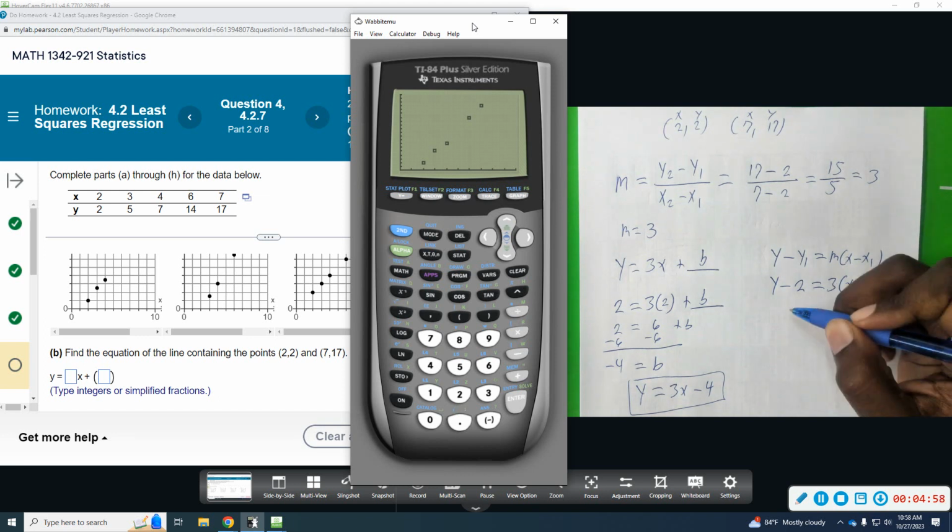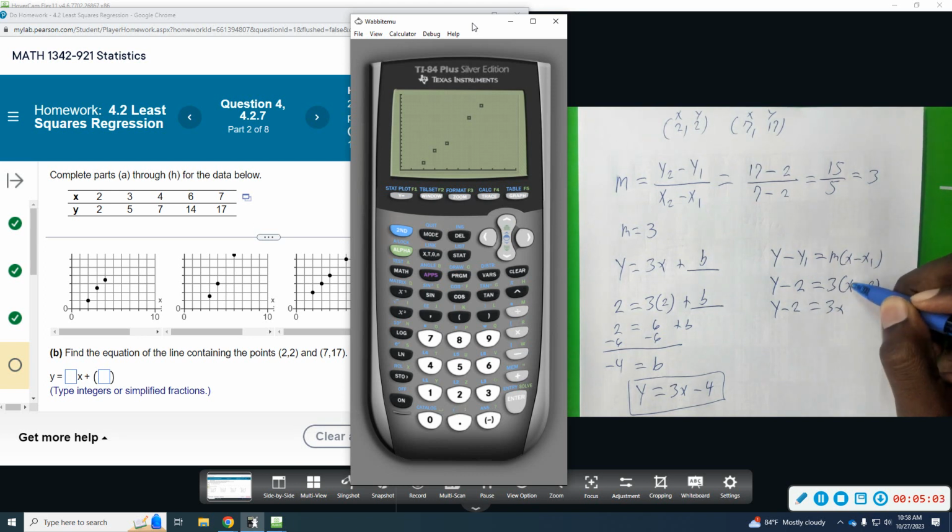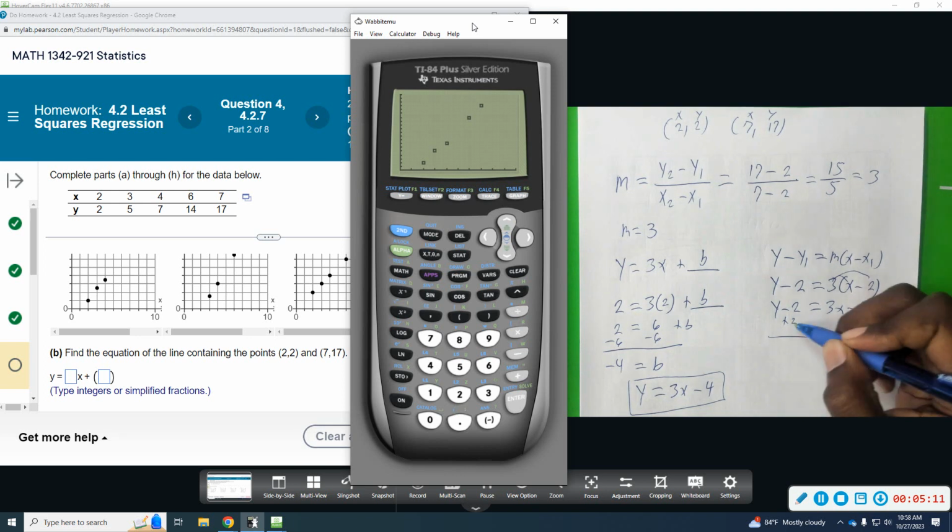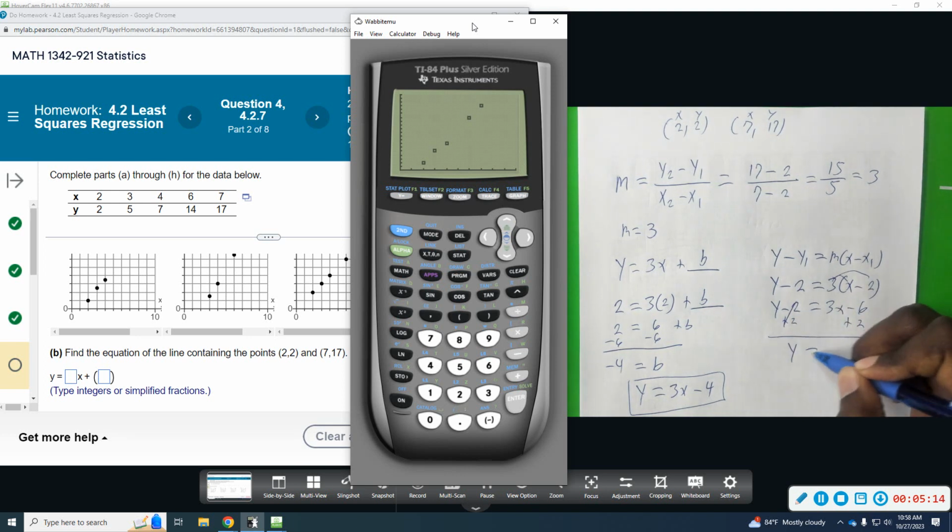Then I would distribute on the right side. So y minus 2 equals 3x, and then you distribute to both. So minus 6, and then you would add 2 to both sides. And that would cancel out, and you end up with y equals 3x minus 4. So that will do it as well.